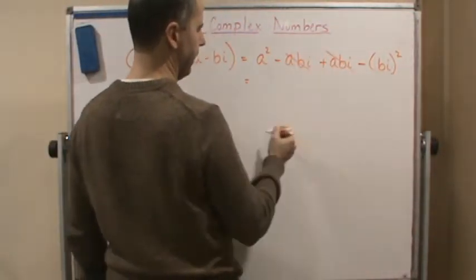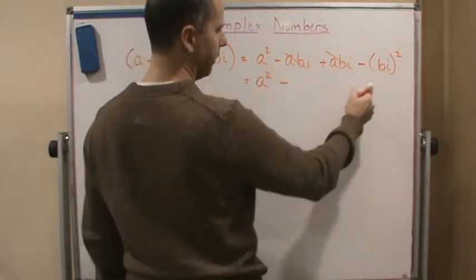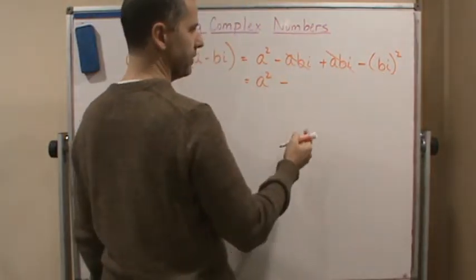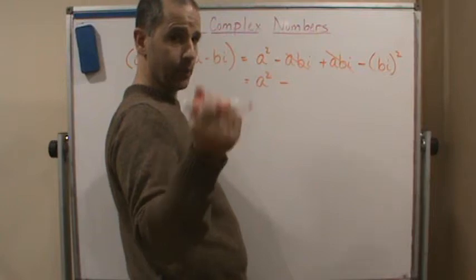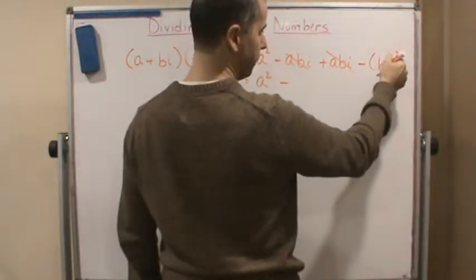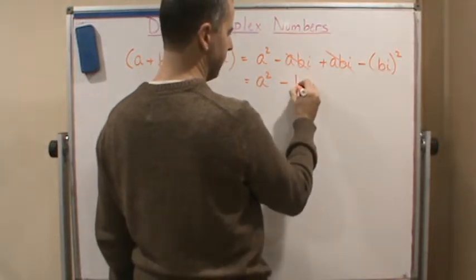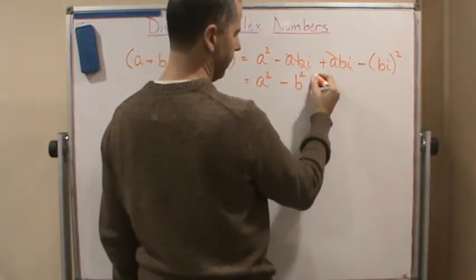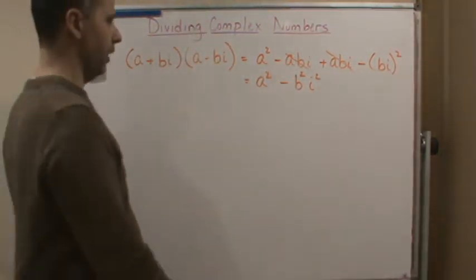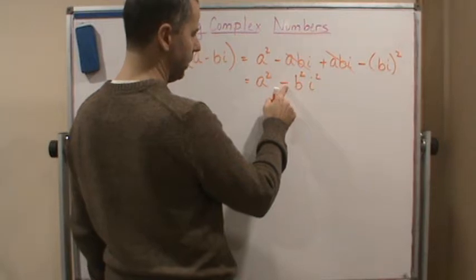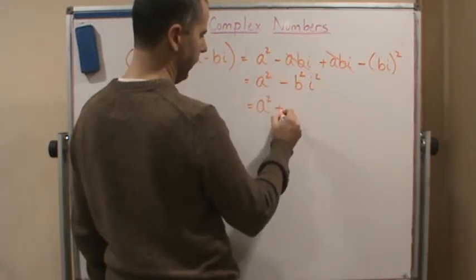Now notice that the middle cancels out. This cancels with this, so we get a squared minus, well, this is a square. Let's figure this out. Let's use the distributive property or the power rule for exponents. So I can distribute the power to both of these factors here. So this is going to be the same as b squared times i squared. Well, we already know what i squared is, negative 1. So that means this changes to a plus.